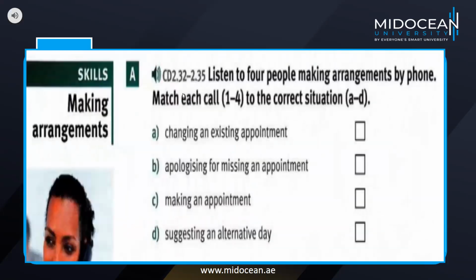Now we have a listening part. Listen to 4 people making arrangements by phone. Match each call to the correct situation. So listen, guys, and do this. I'll listen and we'll see where conversation number 1 takes place, in A, B, C or D. Conversation number 2 is the same way, and so on. Unit 10, Communication, Track 32, Call 1.